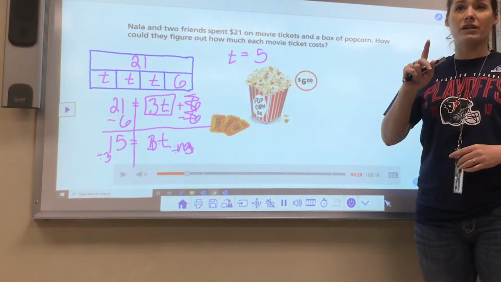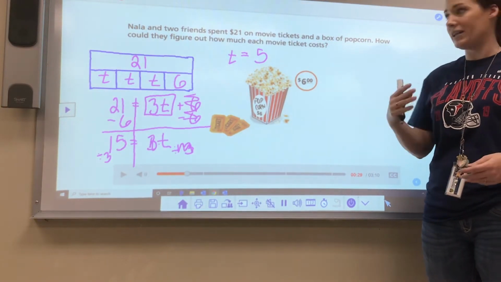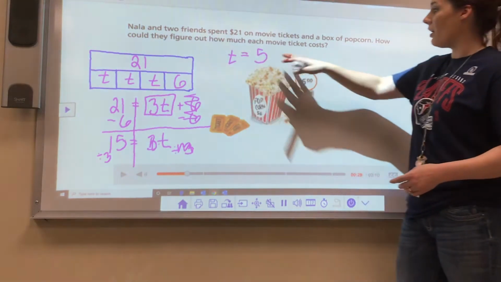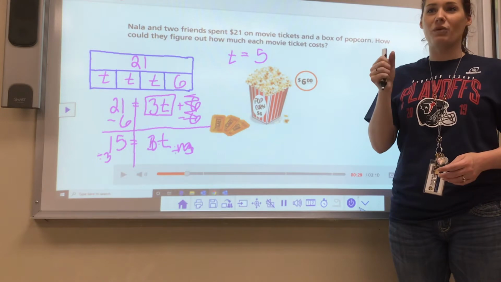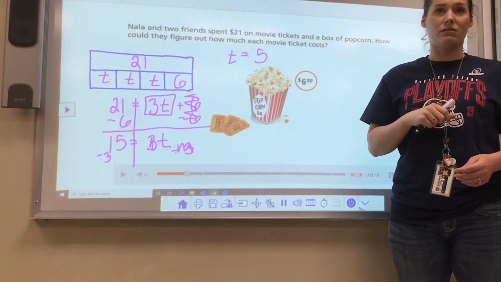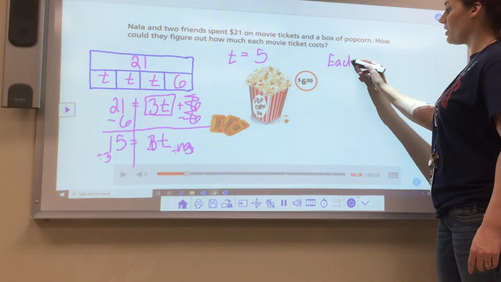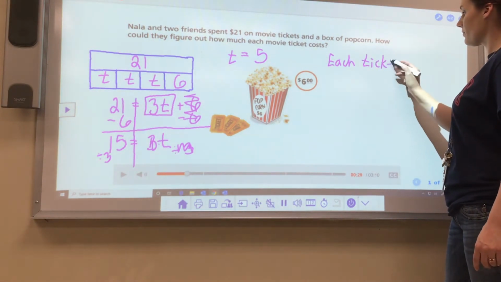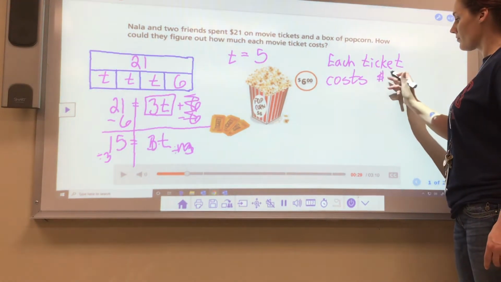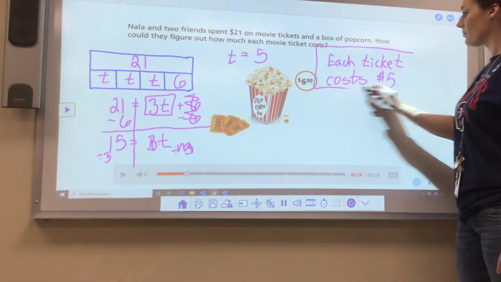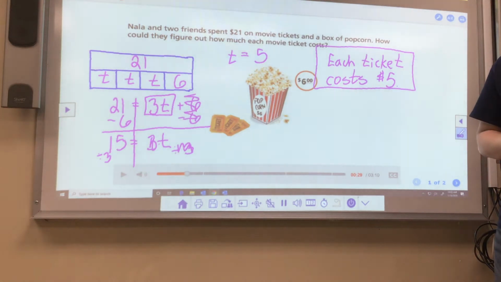To answer the question, you will have a lot of word problems today. You need to make sure you answer the question with not just a number, but a meaning behind it. Oh wait, that question isn't right. It wasn't the original question. The original question was, how much was each movie theater ticket? $5. So each ticket costs $5, and that sentence would be my answer.